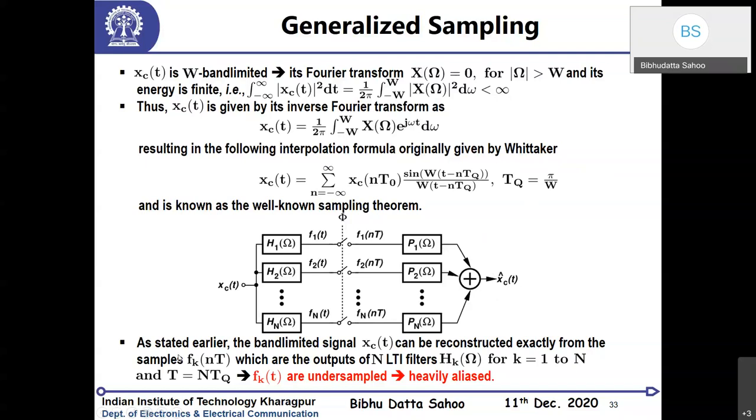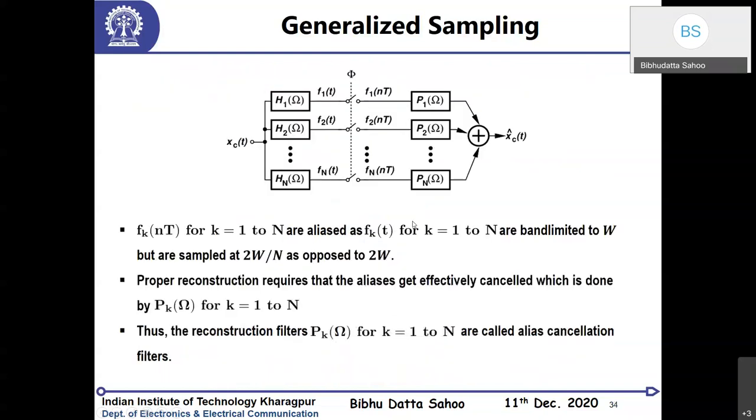So as stated earlier, the band limited signal can be reconstructed exactly from the samples fk(nT), which are the outputs of N LTI filters Hk(omega) for k equal to 1 to N, and T equal to N TQ. The fk(t) are undersampled, means they're heavily aliased. x(t) is band limited to W, so x(t) followed by H1(omega) will also be band limited to W, with some characteristic, of course. Proper reconstruction requires that the aliases get effectively cancelled, which is done by Pk(omega).